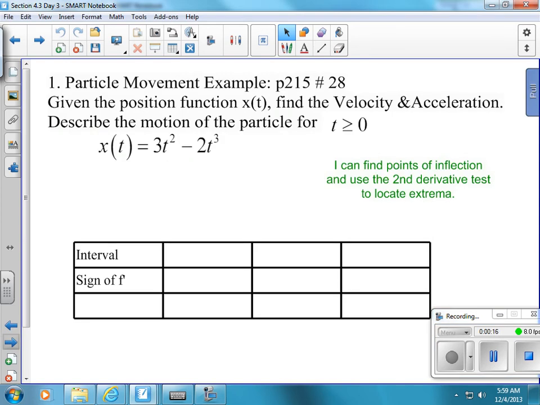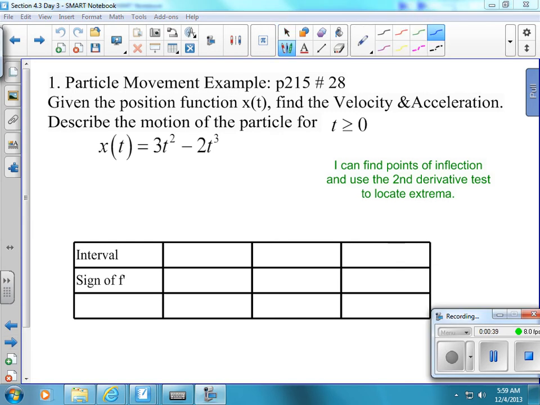Given a position function, we're asked to find the velocity and acceleration. We've done that before. And we're asked to describe the motion of the particle. We've also been asked to do that before. But this time we're going to use our derivative test. This is page 215, number 28.